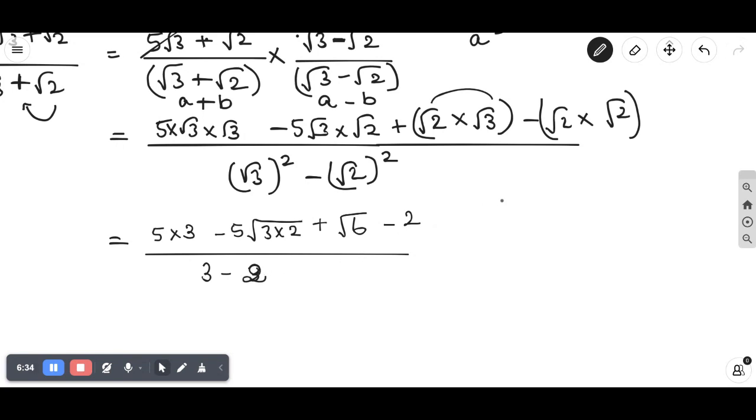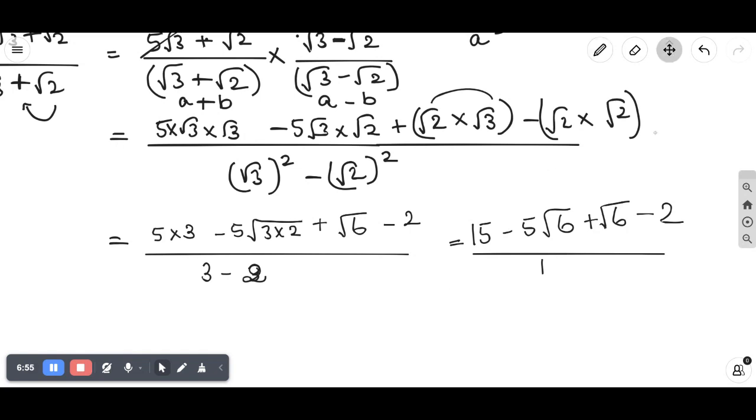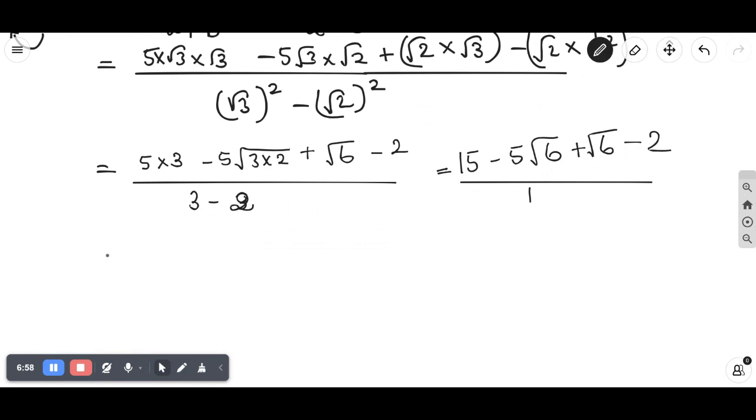So we have come to our final term. 5 3s are 15. There are only 2 more steps. 15 minus 5 root 6 plus root 6 and the minus 2. Then the denominator will be 3 minus 2, which is 1. So the next step, we don't have to write the denominator. We have rationalized our denominator, so leave it as such. But now, what is 15 minus 2? Yes, 13 minus 5 root 6 plus root 6.